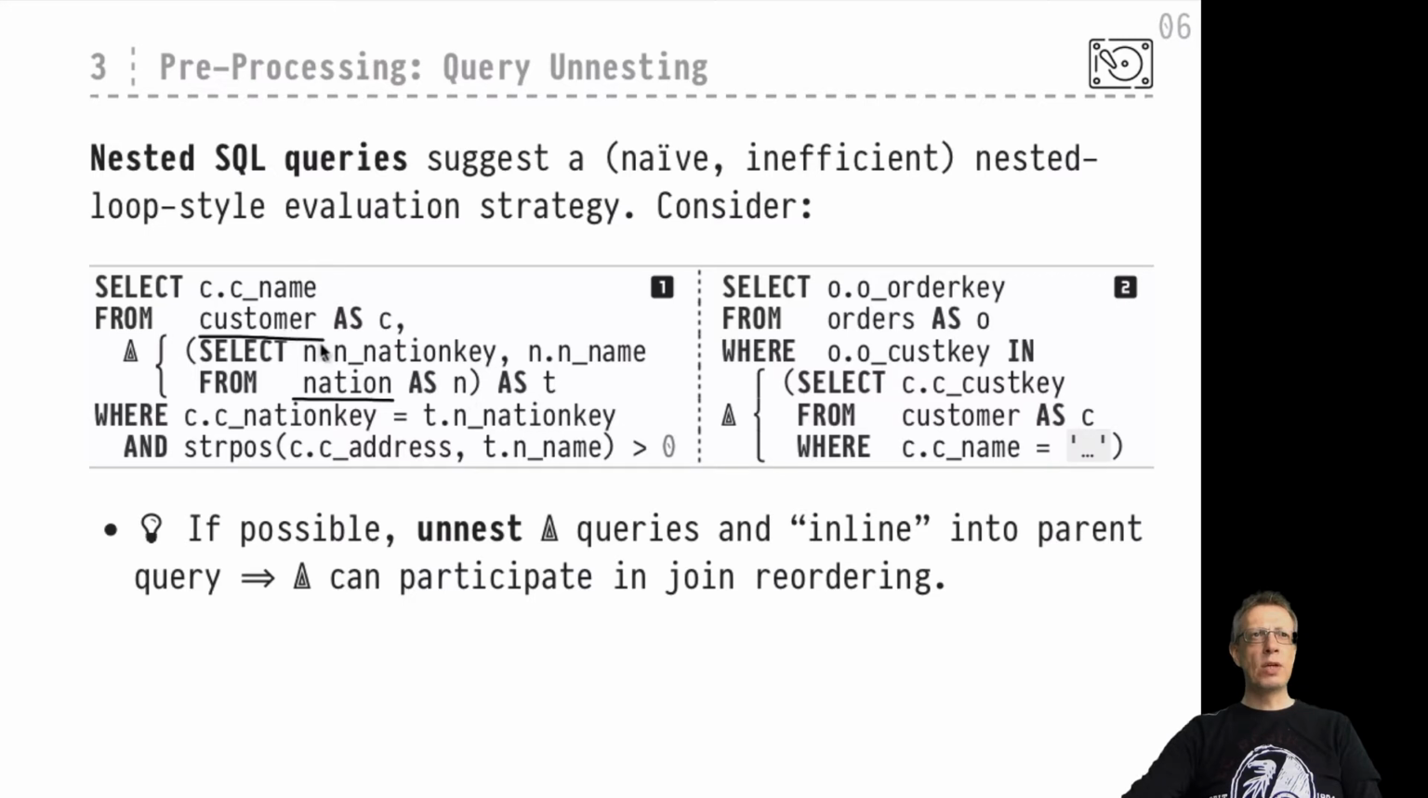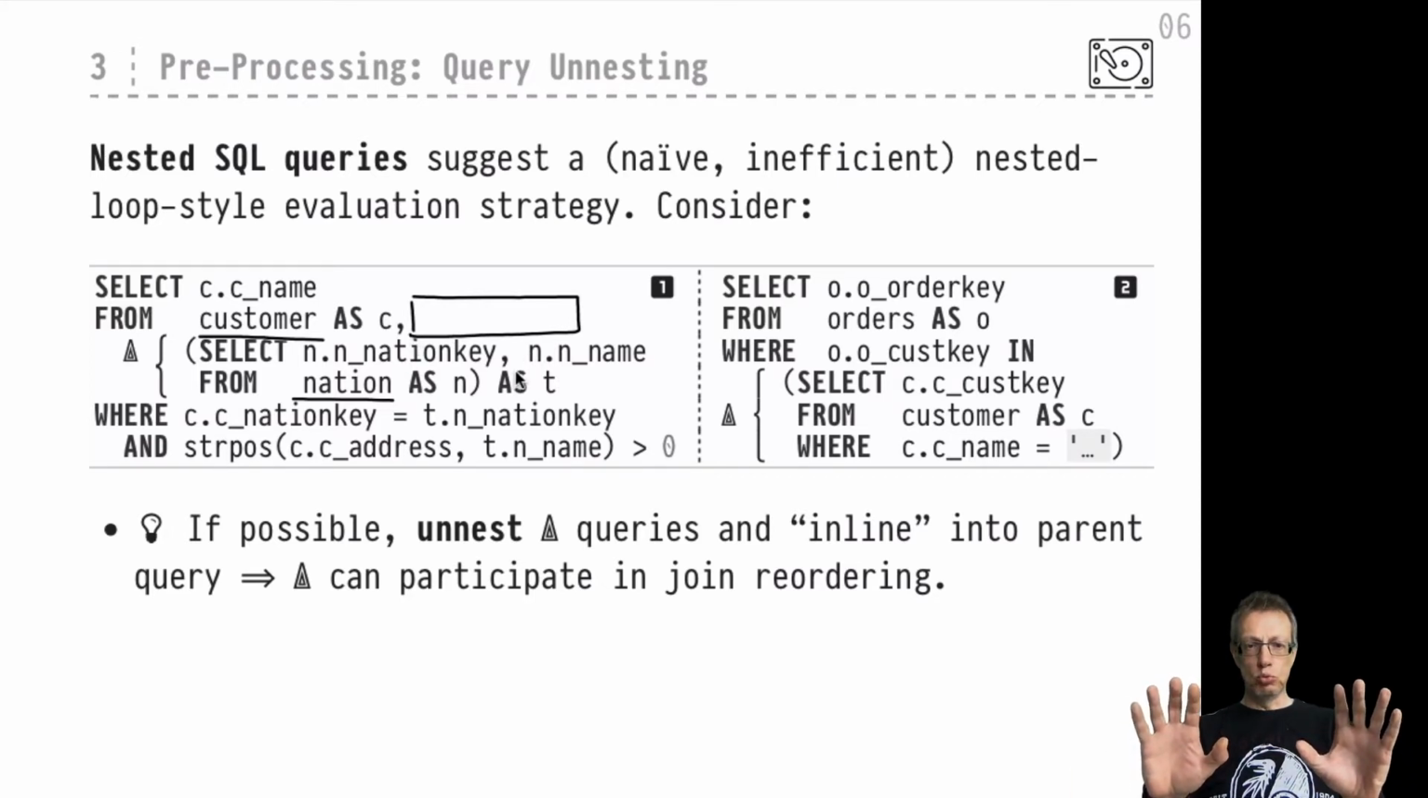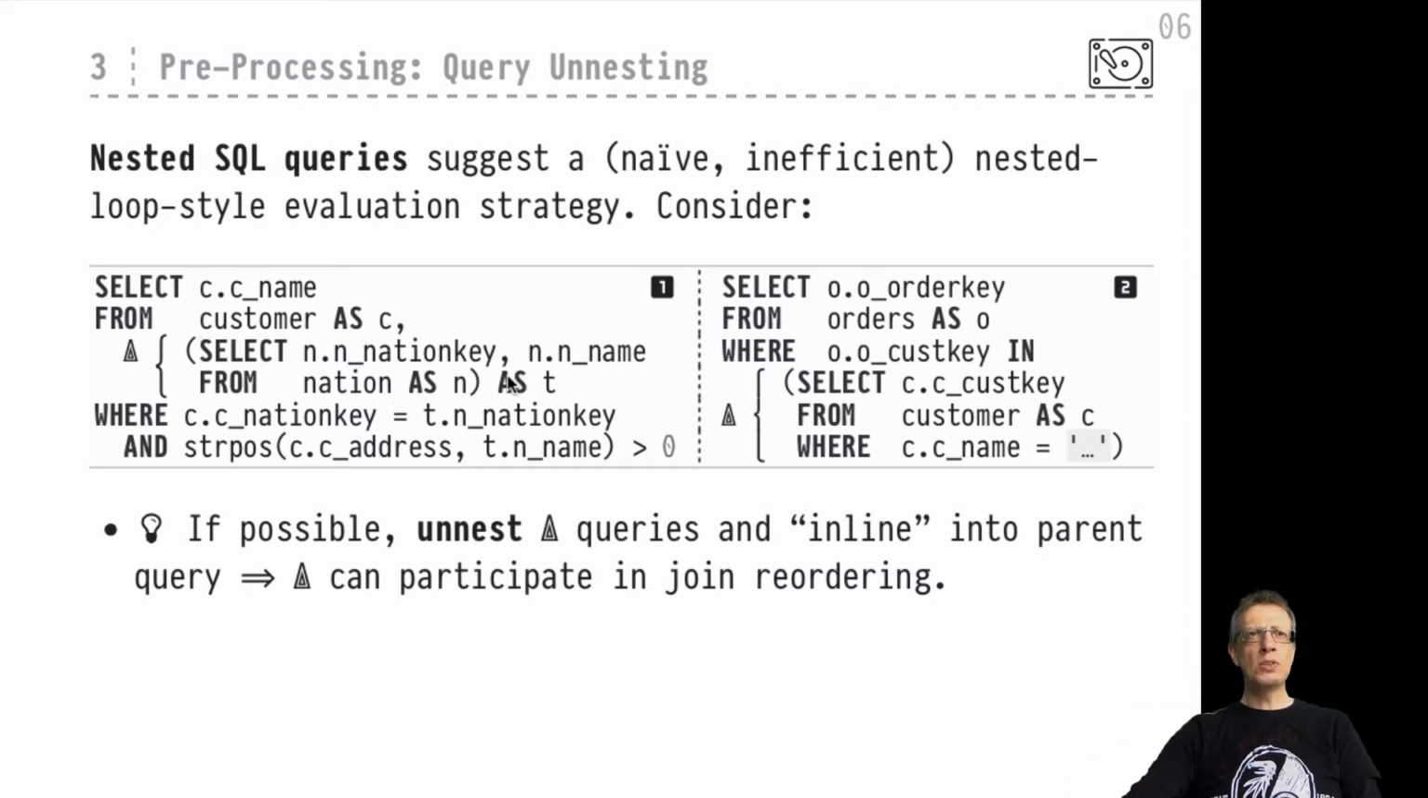Once the customer and nation tables are on the same level, well, the nation reference would be found at this particular spot in the from clause. Once they're found at the same level, they are subject to join associativity and commutativity reorderings, which could lead to better plans. The same is true for a query like this.